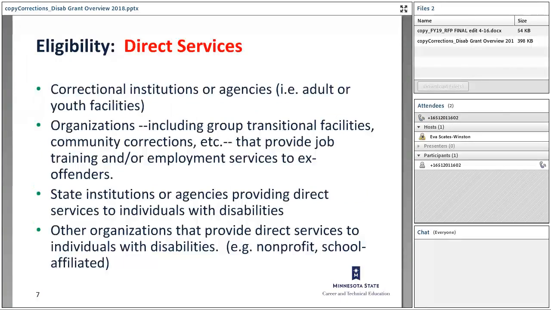So again, in the grant, you'll see that we talk about eligibility, and again, this is about direct services. So some examples would be community correction agencies. They also work with a lot of community organizations and schools. It could be transitional facilities for ex-offenders, for example. Could be other state programs, such as a few of them that we'll talk about later on within this program.